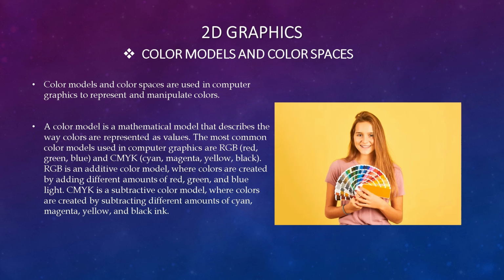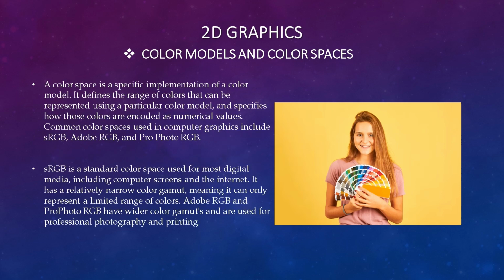A color space is a specific implementation of a color model. It defines the range of colors that can be represented using a particular color model, and specifies how those colors are encoded as numerical values. Common color spaces used in computer graphics include sRGB, Adobe RGB, and ProPhoto RGB.